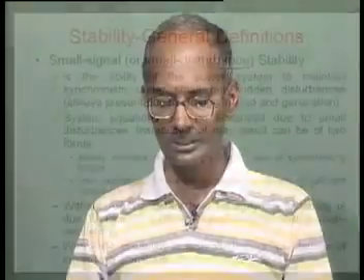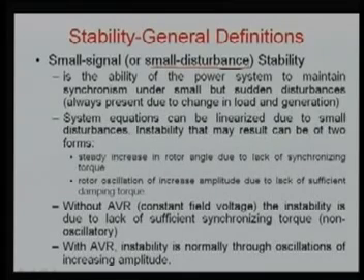So, small signal stability, also known as small disturbance stability, is the ability of the power system to maintain synchronism under small but sudden disturbances, and those are always present due to the change in load and generation. In this case, the system equations are linearized due to the small disturbance. As you know, the power system has nonlinear equations and nonlinear phenomena. So, those nonlinearities can be linearized and then stability can be studied.